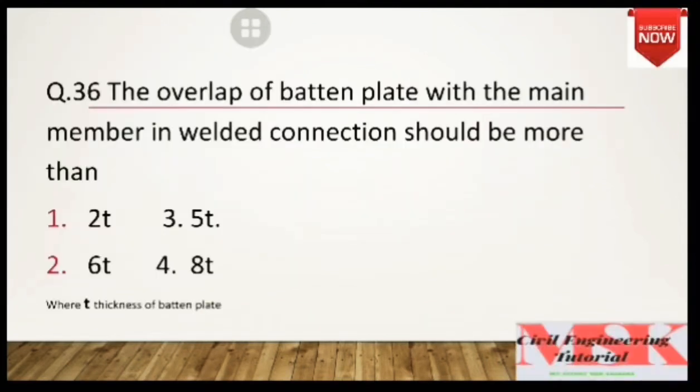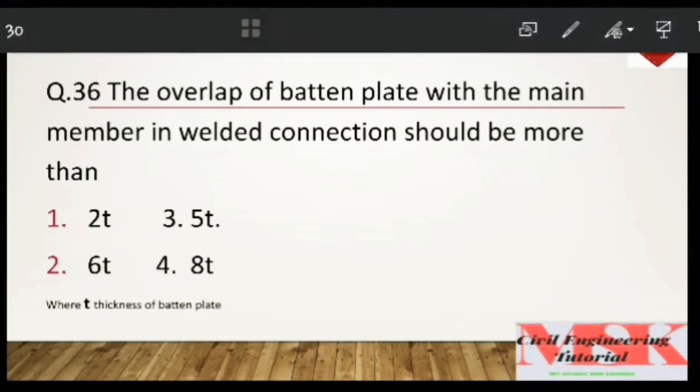Okay, continuing with question number 36. The overlap of batten plate with the main members in welded connection should be more than option 1 2t, option 2 60, option 3 5t, option 4 80, where t is the thickness of batten plate. So your answer will be 5t. This is the question from code.